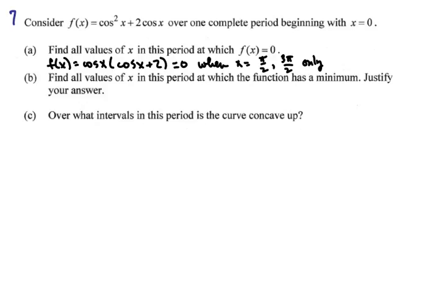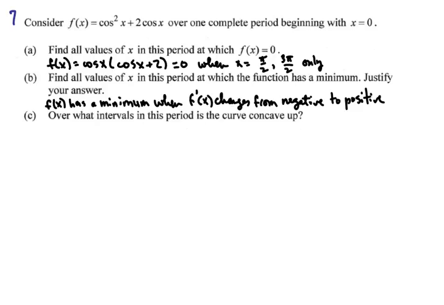Second question, find all values of x in that period at which the function has a minimum. And we state that f of x will have a minimum when f prime of x changes from negative to positive. And so we need to find the first derivative then. We want the derivative of cosine square of x, which is a chain. We're going to use the chain rule for this. Bring that 2 down. 2 times cosine of x to the first power now times the derivative of cosine of x, which is negative sine x.